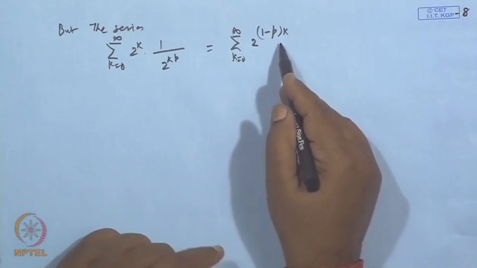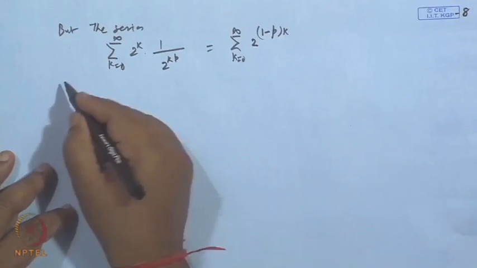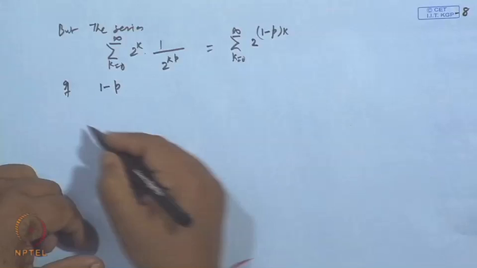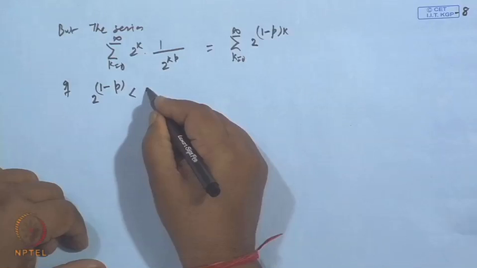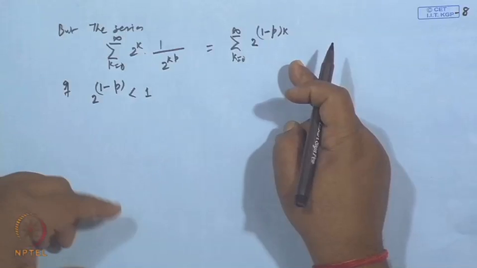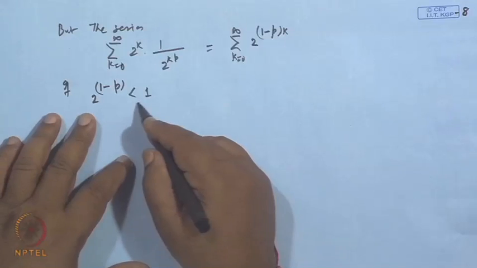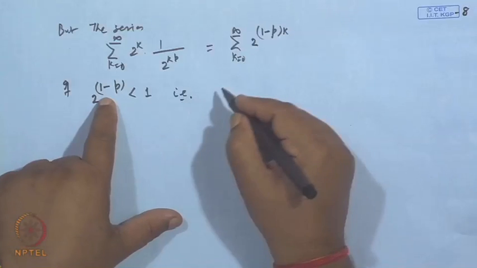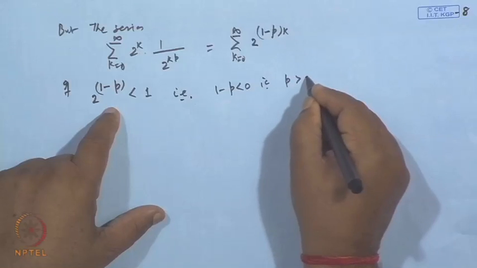Now, this is basically a geometric series. So, if 2 to the power 1 minus p is strictly less than 1, then it will behave as a geometric series sigma r to the power k, where mod r is less than 1. When is it less than 1? When 1 minus p is negative, that is, p is strictly greater than 1.